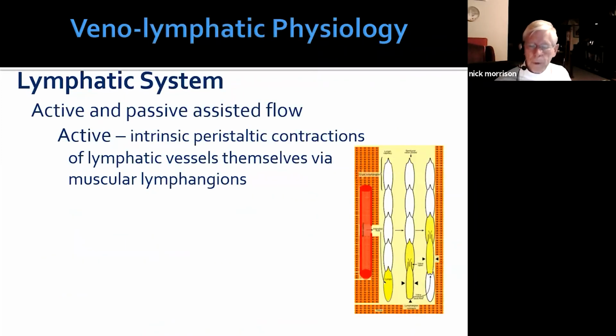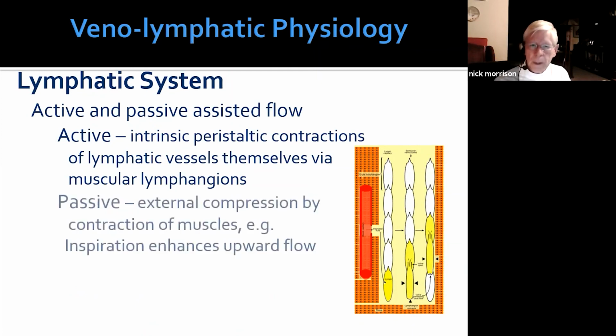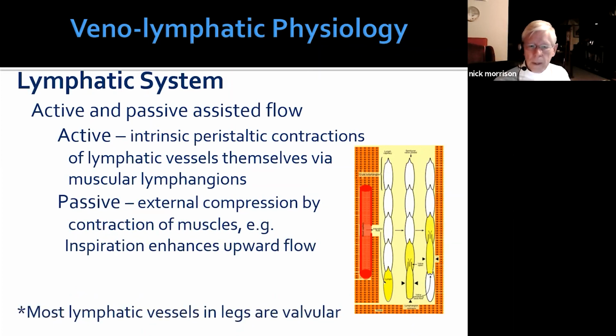There's both active and passive flow through the lymphatic system, because there is peristalsis in the lymphangions, and passive flow from external compression or contraction of the muscles. And then most of these lymphatic vessels have valves.